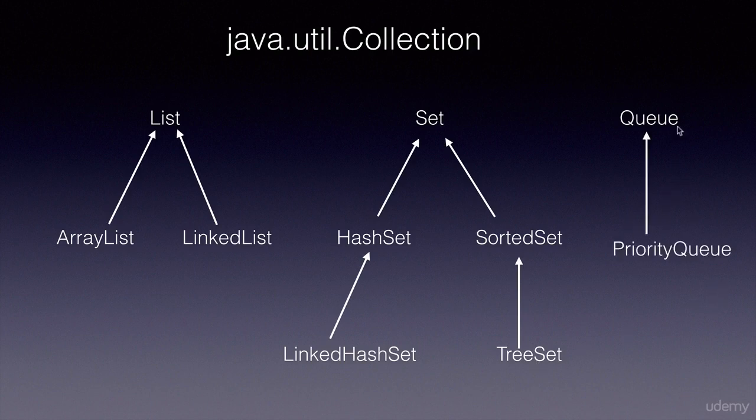PriorityQueue is the class that implements the Queue interface. You can also use the LinkedList as a queue. The LinkedList class implements both the List as well as the Queue. It acts as a queue as well.